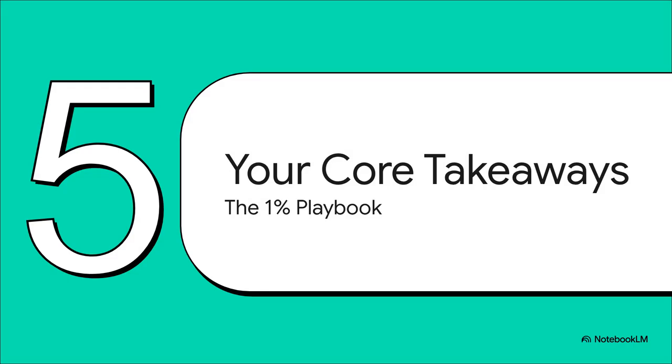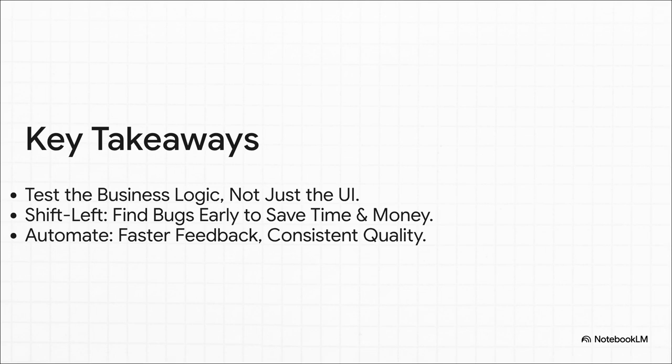Whew, all right, we've covered a ton. So let's boil it all down to the 3 essential takeaways you need to remember. Think of this as your core playbook for success. Number 1, focus on the business logic. Test the kitchen's ordering system, not just the waiter. Number 2, shift left. Always find ways to test earlier. That's where you'll make the biggest impact. And finally, number 3, automate your checks. This is what gives you that fast, consistent feedback you need to build quality at scale.